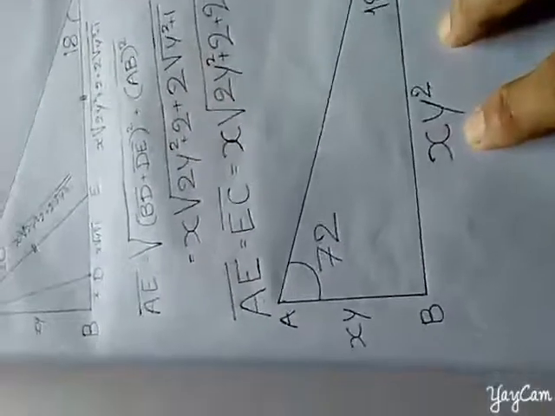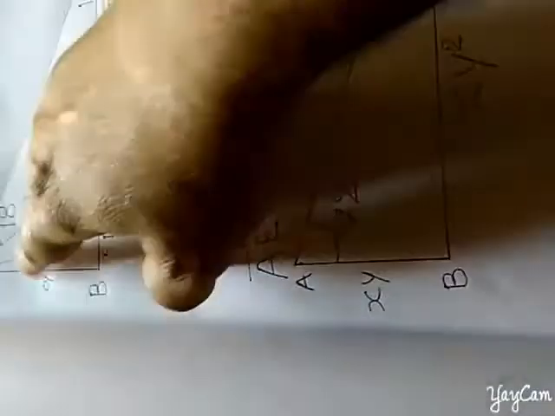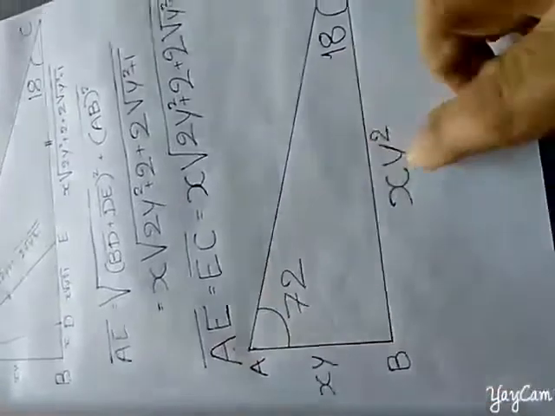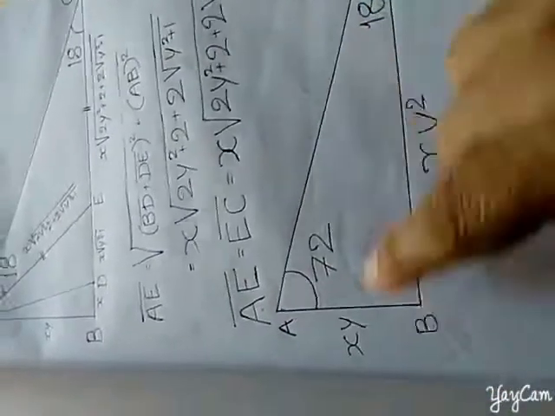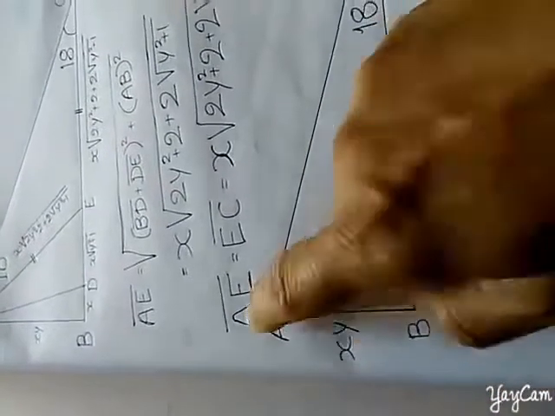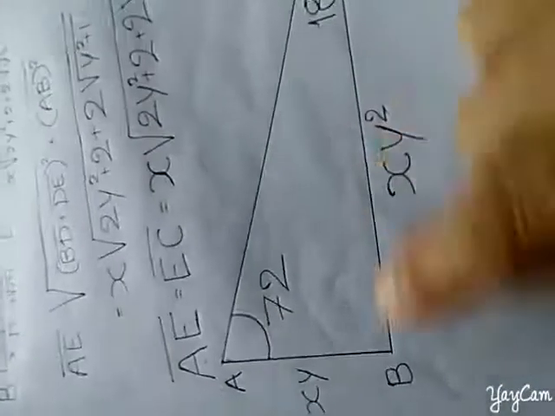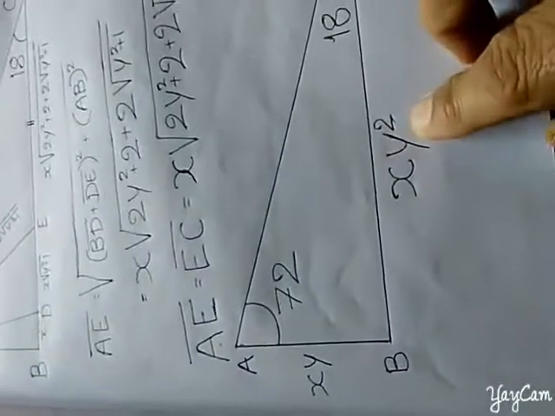And here, in front of 18 we took x multiplied by y, so in front of 18 is xy, and 72 is the front side. By multiplying this AB, we have gotten BC's first measurement, that is xy squared.